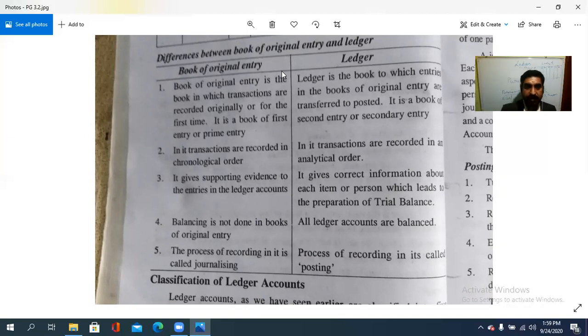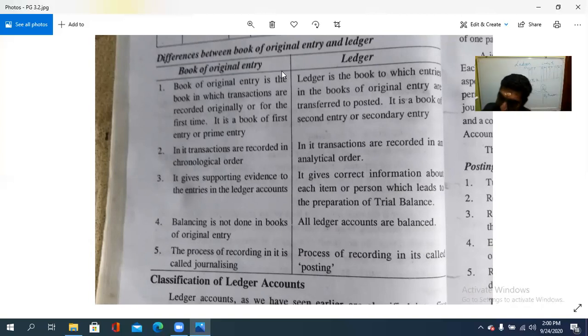It gives supporting evidence to the entries in ledger accounts. Means from the book of original entry, the book of secondary entry, or the ledger, is prepared, isn't it? So the prime entry book, that is the journal entry, that is journalizing, and then the book of secondary entry is made. So it gives supporting evidence to the entries in the ledger accounts, while it gives the correct information about each item or the person, which leads to the preparation of the trial balance.